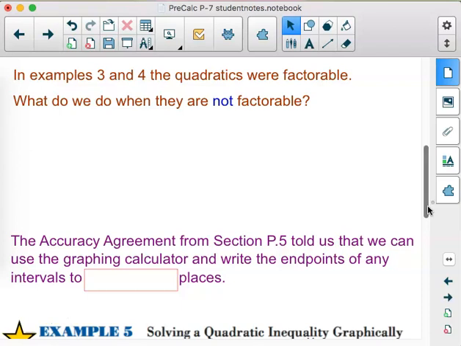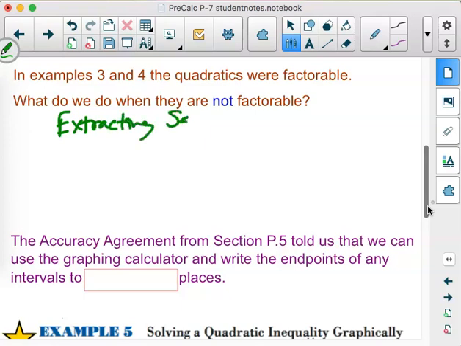In examples 3 and 4, the quadratics were factorable. Whew. What do we do when they're not factorable? Oh, okay. Well, we can try extracting square roots. Again, there's not many of them that are automatically set up for us to do that. In fact, in the section where we had those, they really had to go out of their way to set those up nicely for us. Most of the time, we're going to be completing the square.